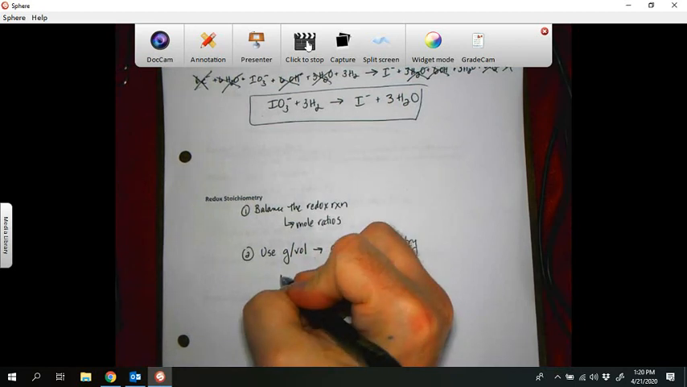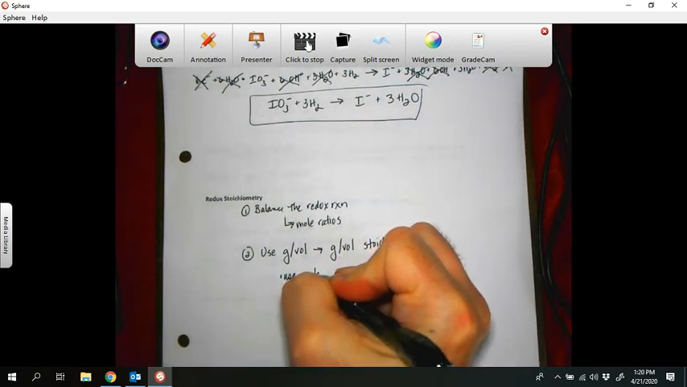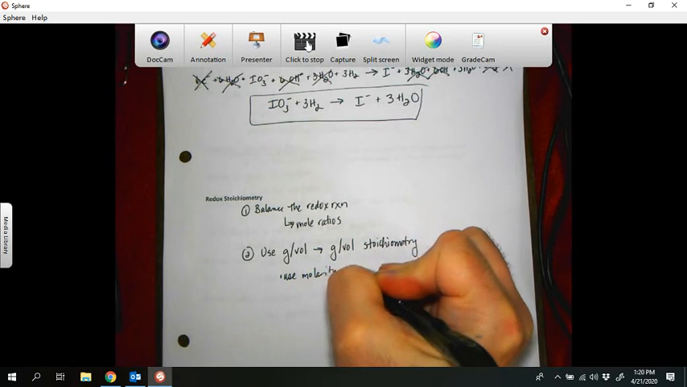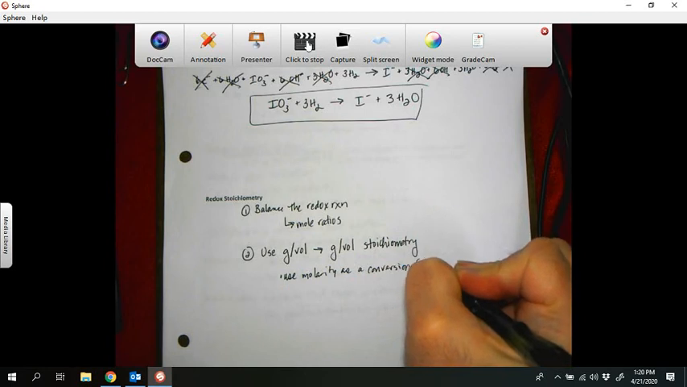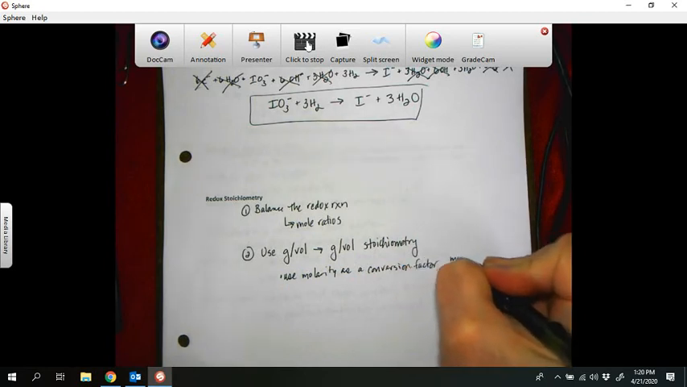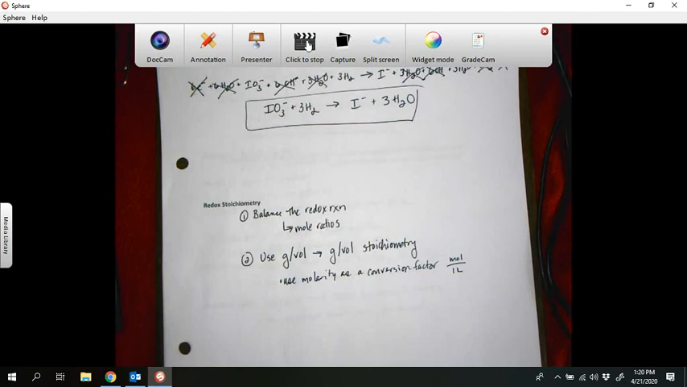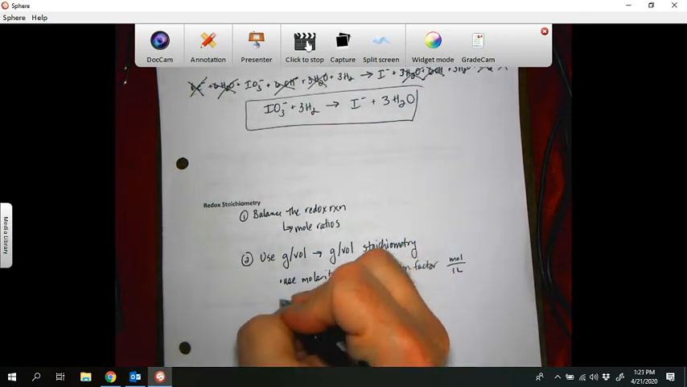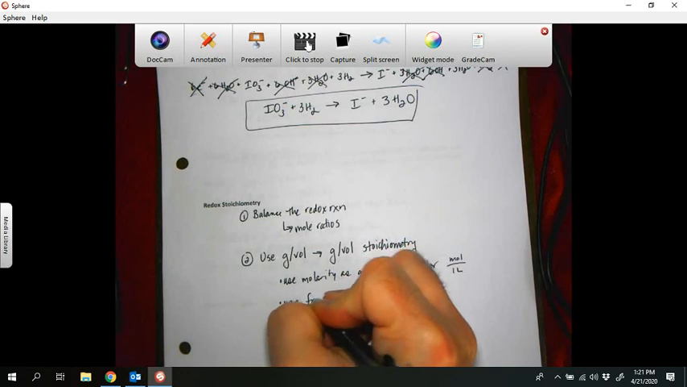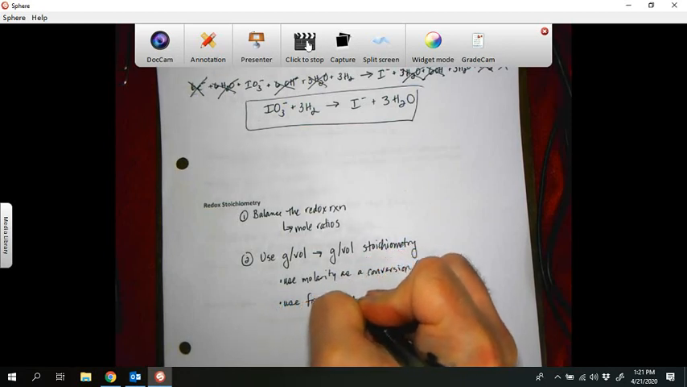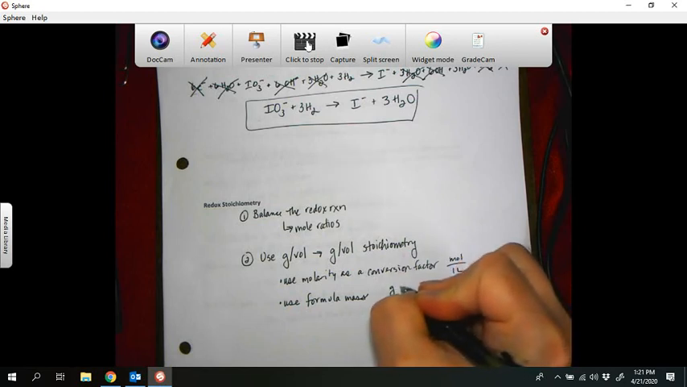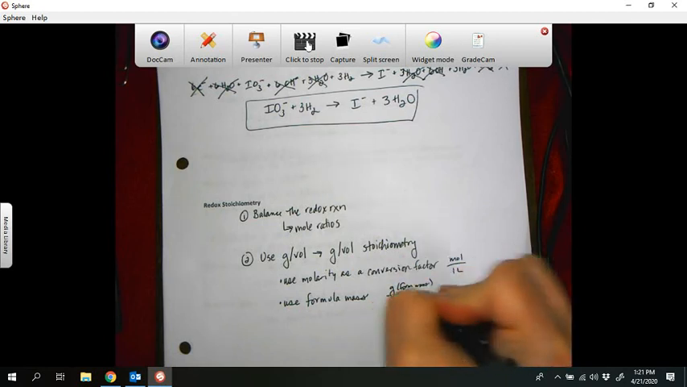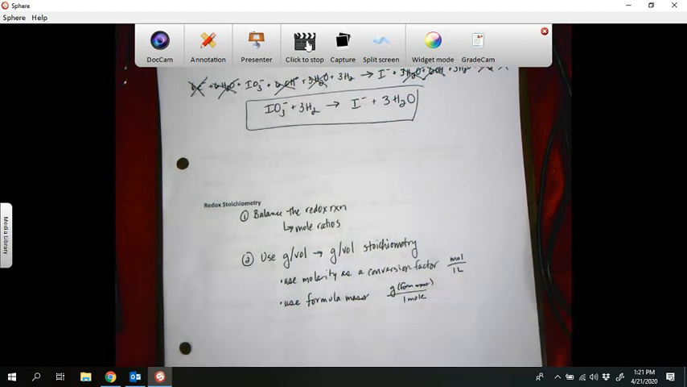We use molarity as a conversion factor, just like we've done in the past. That is moles over 1 liter. We can use formula mass, where we have the grams, which is our formula mass, per 1 mole of that substance.